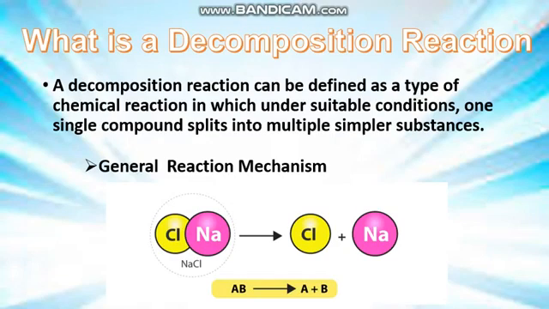Now, first of all, we should know what is decomposition reaction. A decomposition reaction can be defined as a type of chemical reaction in which, under suitable conditions, one single compound splits or breaks into multiple simpler substances. Like here in the example you can see NaCl is breaking down into Na and Cl. Now this reaction is a general reaction.